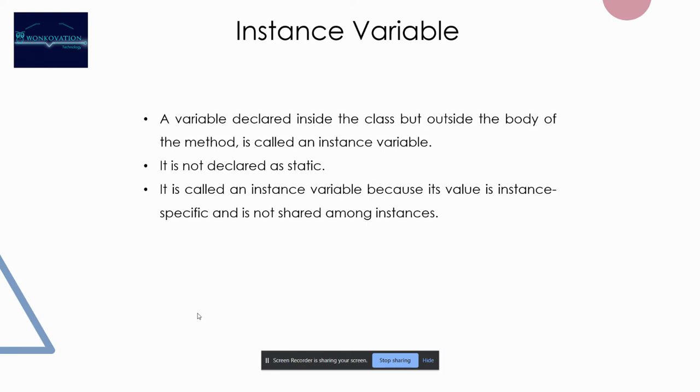Now, instance variable. In object-oriented programming with classes, an instance variable is a variable defined in a class, for which each instantiated object of the class has a separate copy or instance. An instance variable has similarities with a class variable, but is non-static. It is called an instance variable because its value is instance specific and is not shared among instances. Like I told you, every object has a copy of its own instance variable.